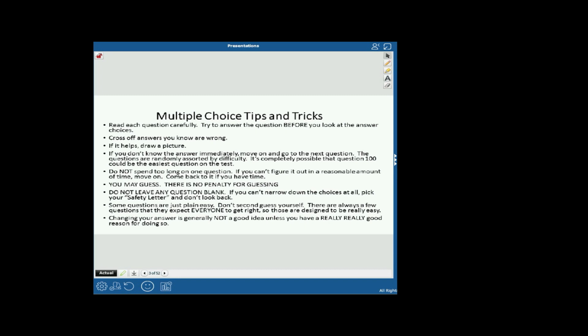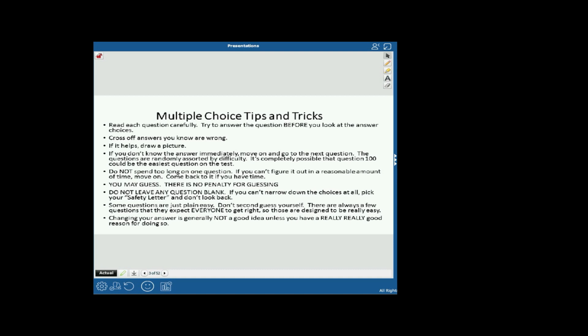Hints on the multiple choice section. Read each question carefully and then try and answer the question before you look at the choices. So as you're reading it, think about what you would choose as the answer if it was a free response. And then when you look at the answer choices, you go, oh yeah, that one.